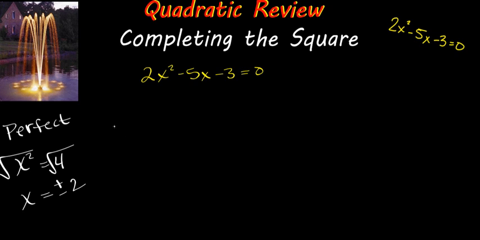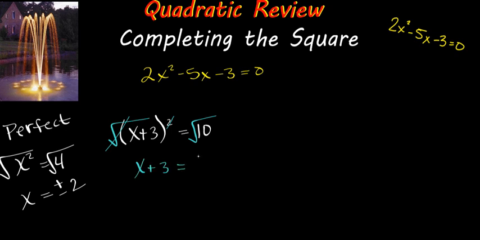Now, another thing you need to remember is if I have x plus 3 squared equals 10, and I want to get rid of this square so x can get out of the radical, I can take the square root here, and the square root and the square make each other go away, so I'm left with that x plus 3. And you move the radical to the other side. This is what we want to have happen when we complete the square.